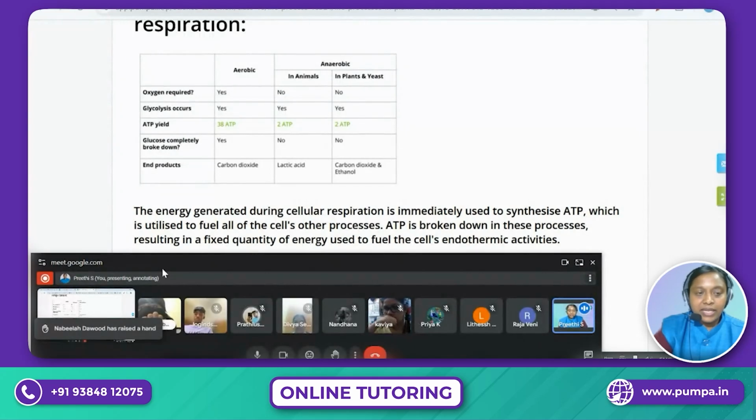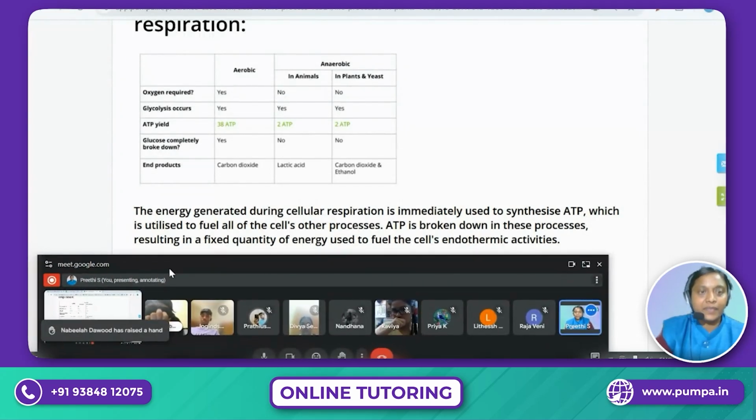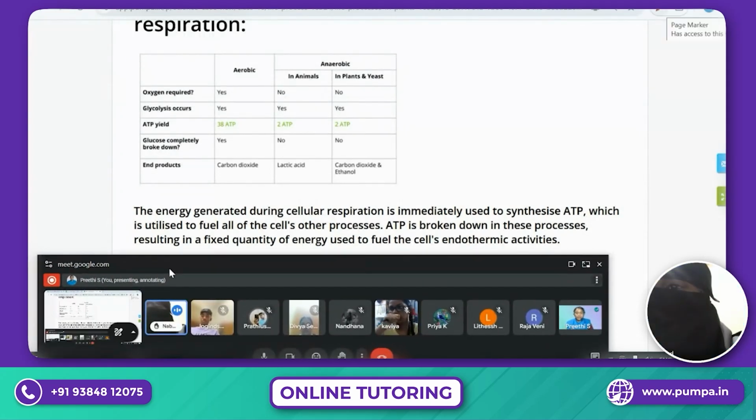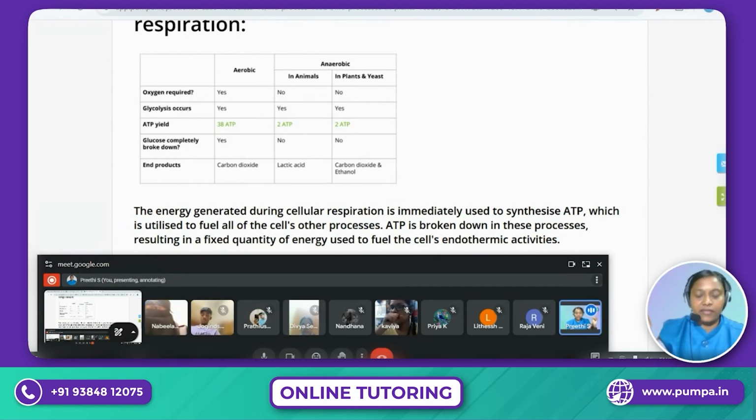Any doubts, Nabila? You have raised your hand. So when we don't have proper blood circulation, that's when we get muscle cramps. Yes, it is also one condition, but mostly when we are doing heavy exercises, lifting heavy weights, there should be instant energy. In the lack of oxygen condition, lactic acid is formed, and because of the lactic acid accumulation in our cells, we will get muscle cramps.